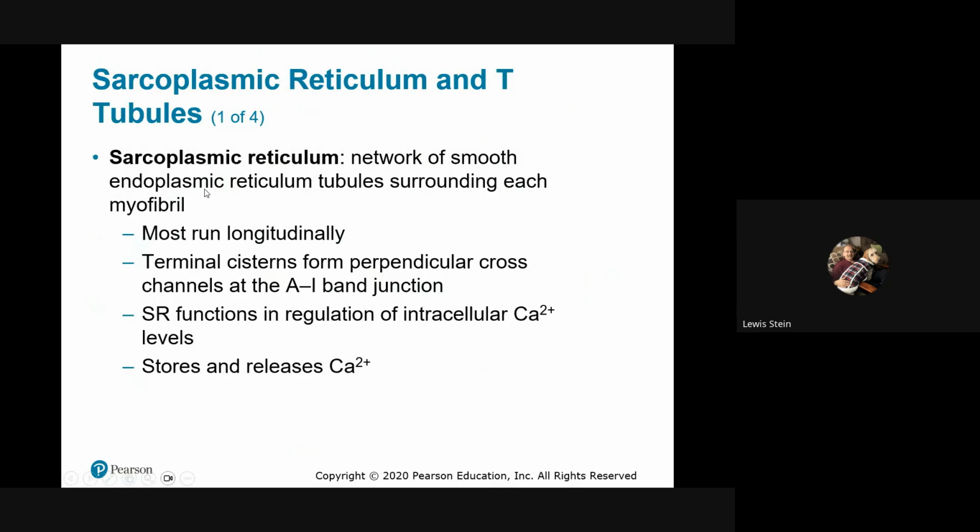So smooth endoplasmic reticulum tubules surround each myofibril. You see the illustrations, they're usually drawn lengthwise, but at the A-I band junction, go back and look at it. They go perpendicular. I can't describe it as much as you will be able to visualize it. And they have what are called cisterns. A cistern is a biblical term for a well. So the cistern is a little cul-de-sac filled with ionic calcium.